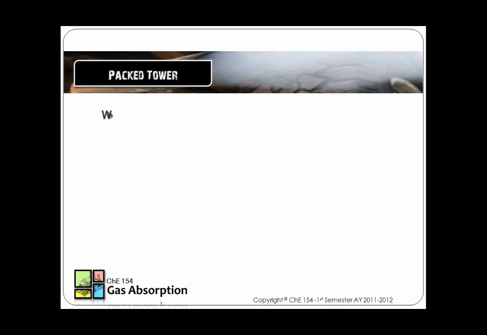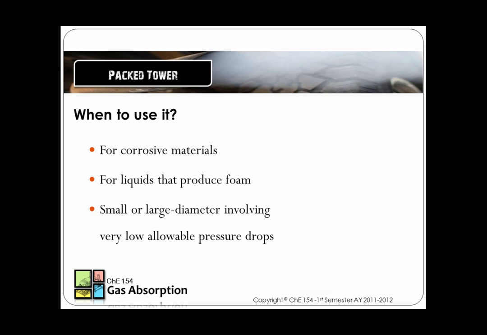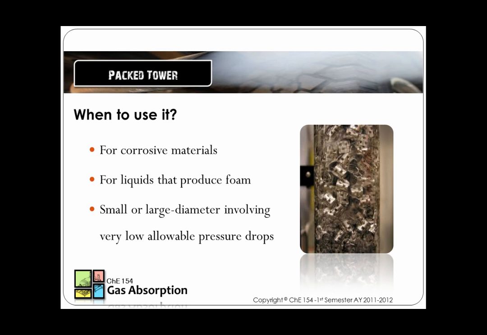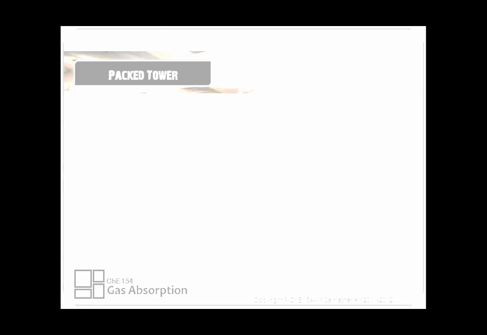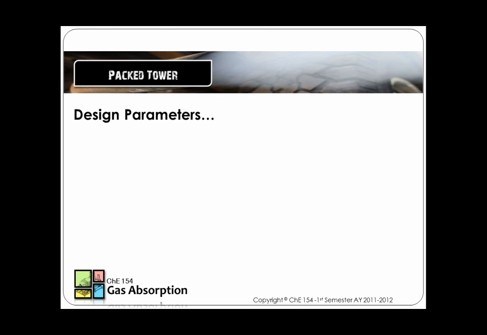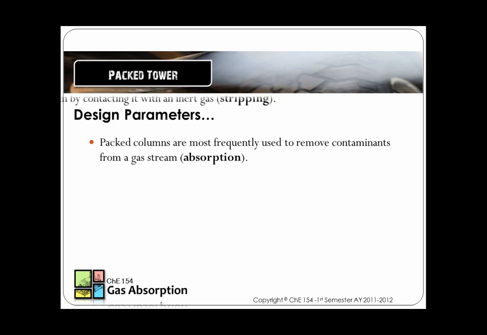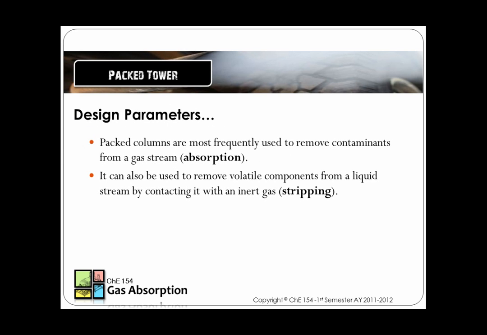The next topic that we will discuss is packed towers and their design. When will packed towers be used? First, they are good in handling corrosive materials. They are also good for liquids that produce foams due to a structure that prevents foam formation. And lastly, they are used to attain conditions that require a very low pressure drop. Packed columns are used for contaminant management, especially in removing volatile components. For setups where the boiling points of components are near to each other, packed columns can also be used.